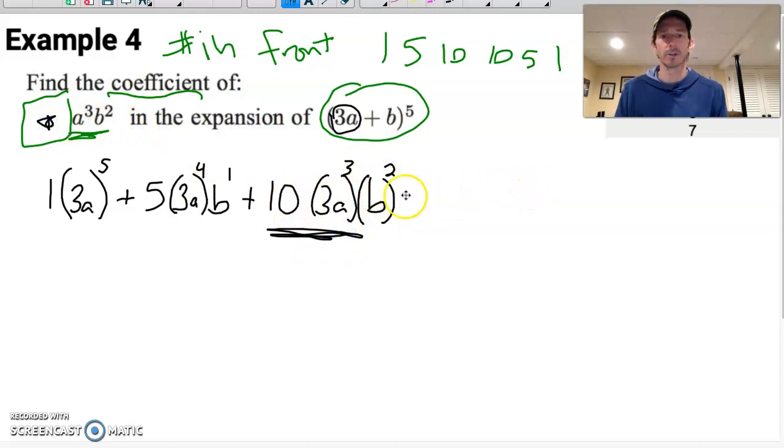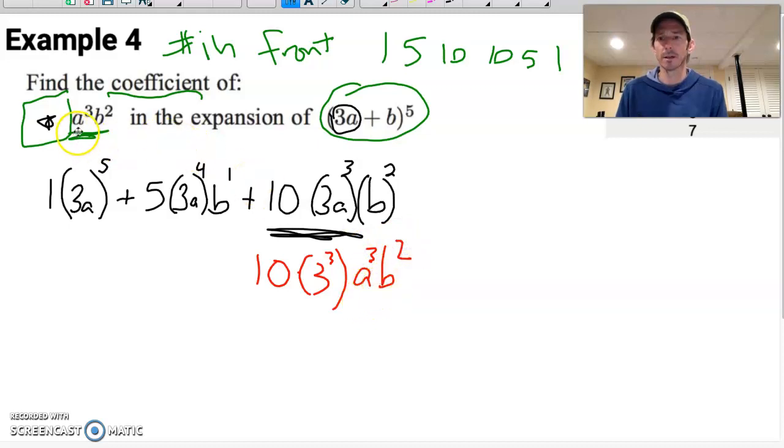So I'm not going to finish this expansion. I don't need anything else. I need this one because my powers match my variables. I just have to figure out what all these numbers would be in the front. So I'm just going to take a quick pause. There's my 10 times this whole thing gets cubed. So this 3 gets cubed, and that's the part people seem to forget. A gets cubed. B has a square on it. So there's my a cubed b squared matchup.